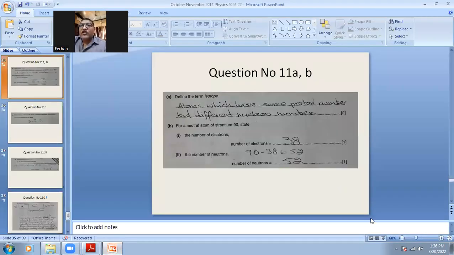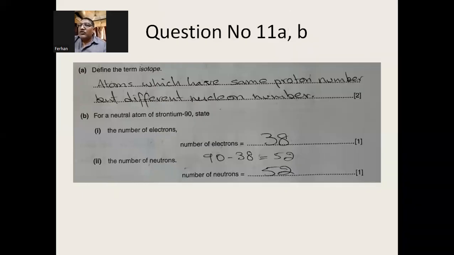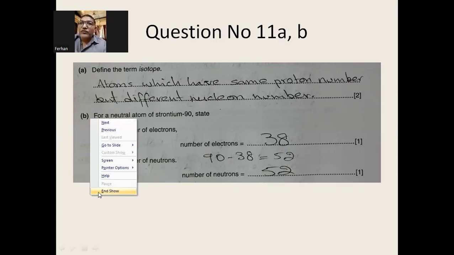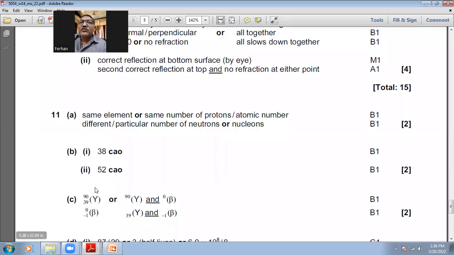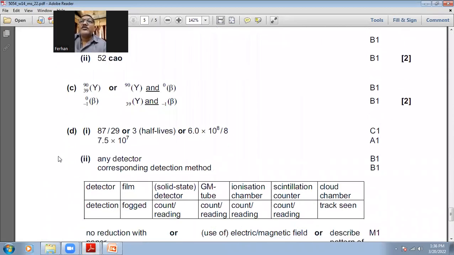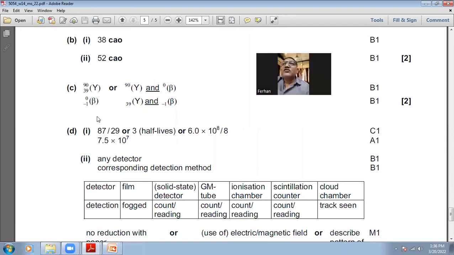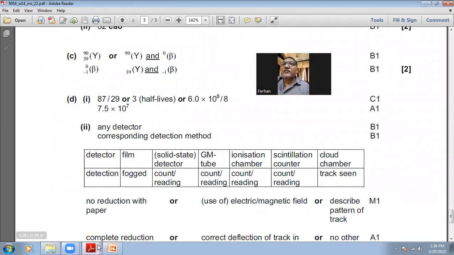So let me show you. Here we go. The number of electrons will be equal to the number of protons because the atom is neutral. That will be 38. The number of neutrons will be 90 minus 38, and that will be 52. From the mass number, subtract the atomic number, and you get the number of neutrons in the nucleus. So you get 52 neutrons. I hope you understand. Let me show you the marking scheme. 38 and 52 is the right answer.